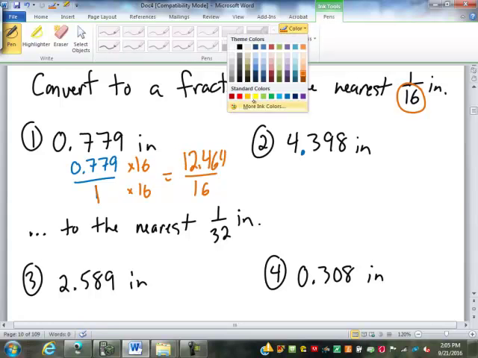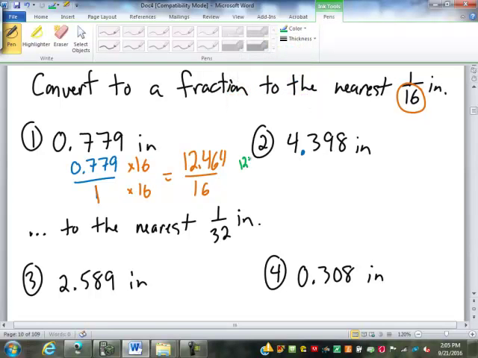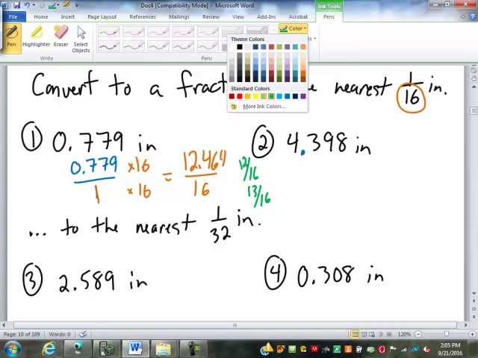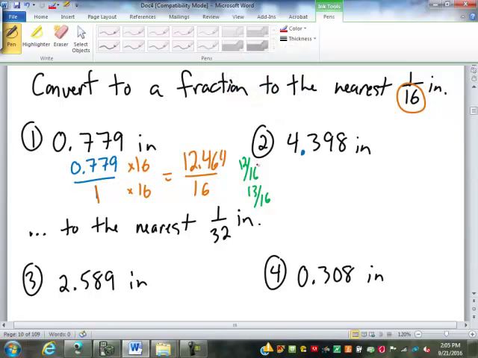Now remember, what that's telling us is that this is between 12/16 and 13/16. Which one is it closer to? The 12, right? Are we going to leave it as 12?